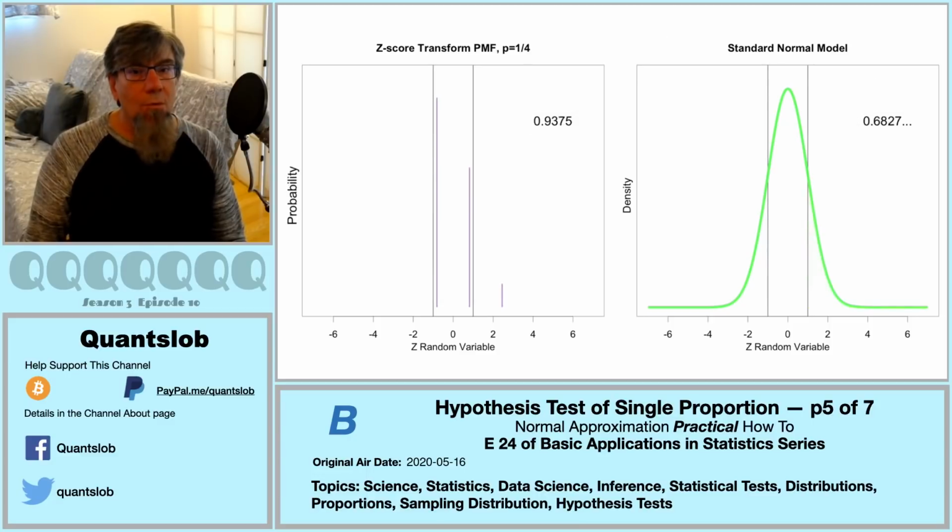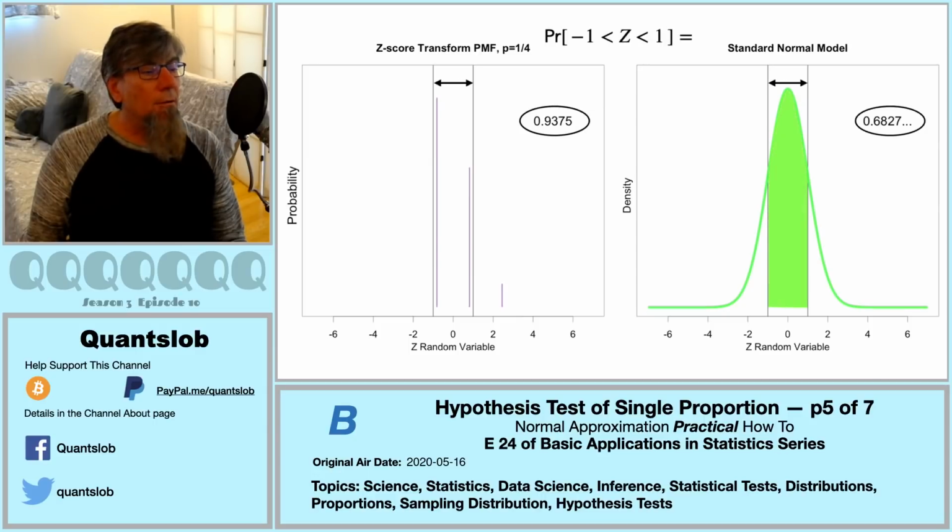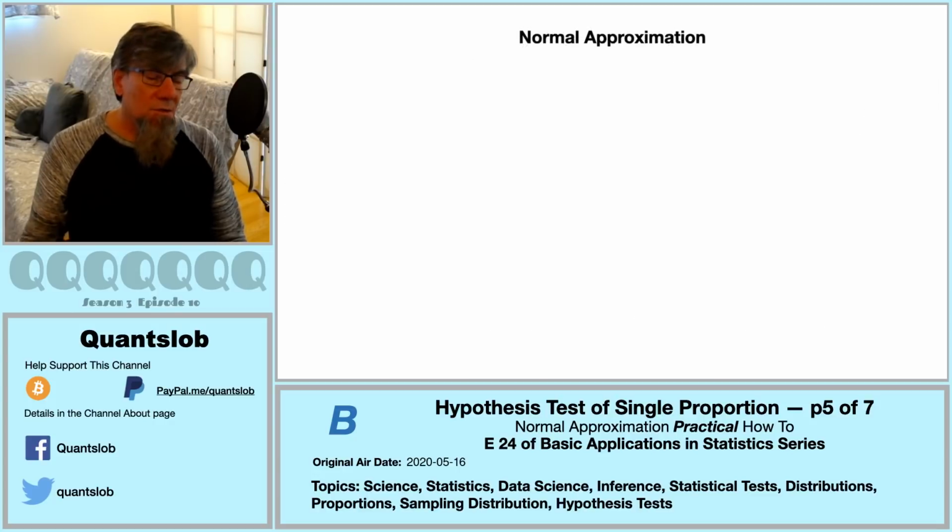For another example, the normal approximation tells us that the probability that z is between -1 and +1 is about 68%. Again, we already know that. Whereas in truth, under the actual theoretical distribution, the probability is about 0.94. And that's another very big difference. So, when does a normal model in fact provide a sufficiently accurate approximation? Or said another way, when is it okay to use a normal model to approximate the sampling distribution of a sample proportion? Well, it really depends on the application.